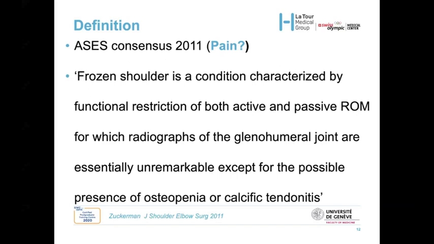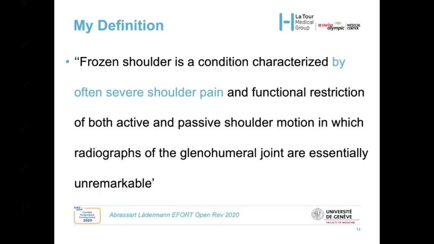What about the definition? In the ASES consensus of 2011, they said that frozen shoulder was a condition characterized by functional restriction of both active and passive range of motion with normal radiograph, okay? They don't even talk about pain. And I think that this is a painful condition. So my definition will be: frozen shoulder is a condition characterized by often severe shoulder pain and functional restriction with normal X-ray.